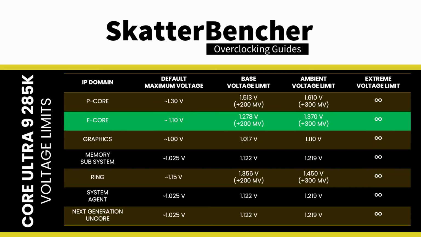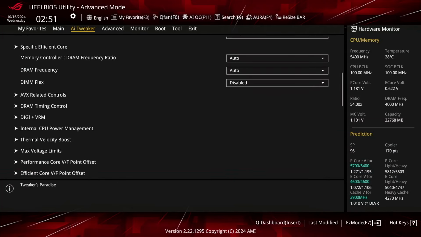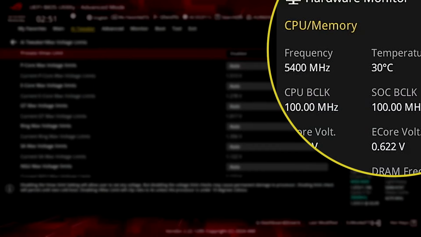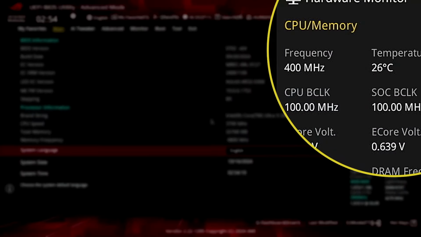By default, the voltage limit for the E-cores is 1.278 volt, but this can be increased to 1.37 volt under ambient conditions. When the temperature is below 10 degrees Celsius, you can further increase the voltage limit or disable the limit altogether. If you try setting the limit above the approved limit, the PCU will automatically adjust it to the highest allowed limit. And if you disable voltage limits and the temperature is above 10 degrees Celsius, the CPU will operate in safe mode and limit the frequency to 400 MHz.